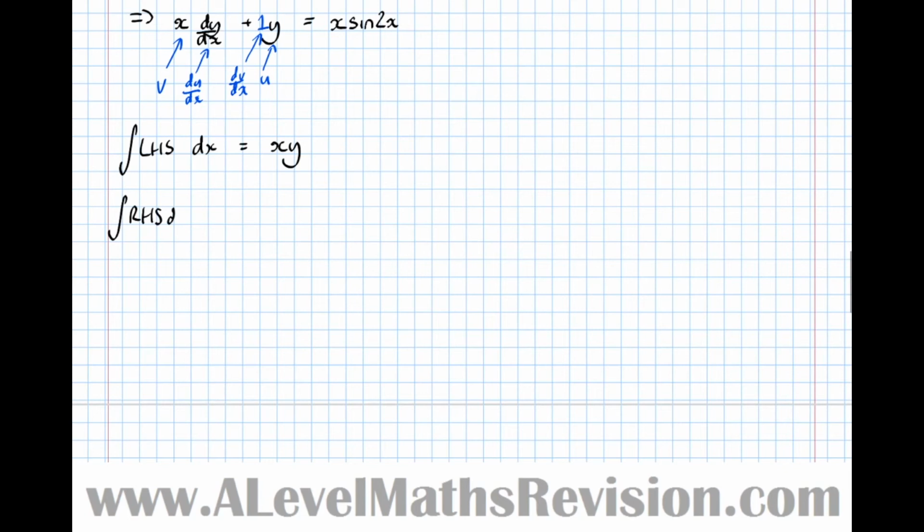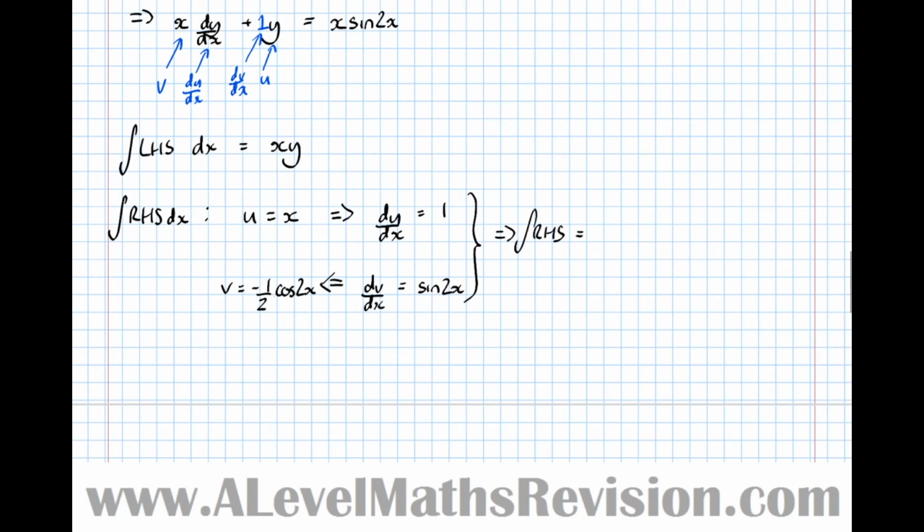So the integral of the right hand side dx, well, if we let u equal x, which means that du by dx is 1, using the integration by parts. You're given the formula for that in the formula booklet. And we've got dv by dx equals sine of 2x, which implies that v equals minus 1/2 cos of 2x. So our integral equals, I should really put the dx, that's important. So the integral of the right hand side dx equals uv, so minus 1/2 x cos 2x minus the integral of v du by dx.